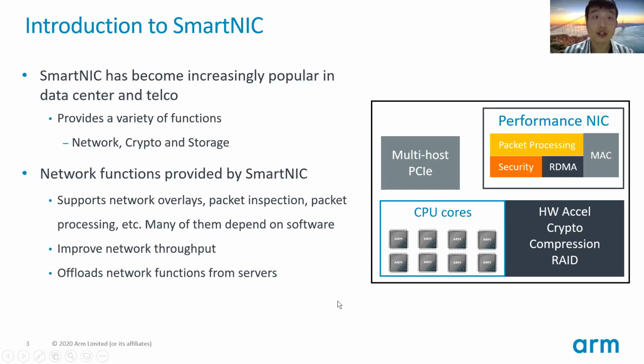The target for SmartNIC is to improve network throughput. SmartNIC can increase the network speed, avoid bottlenecks, and even sometimes mitigate DDoS attacks, so it can improve the network throughput. It aims to offload network functions from the server.